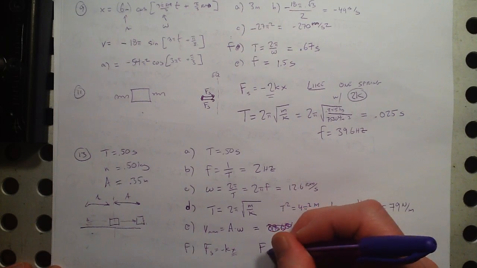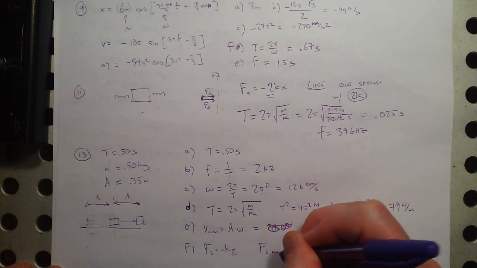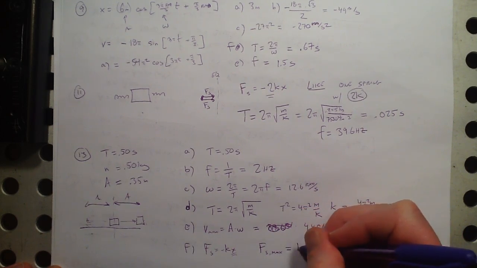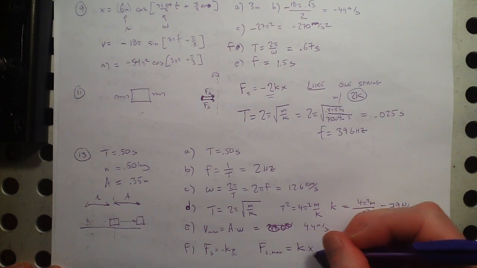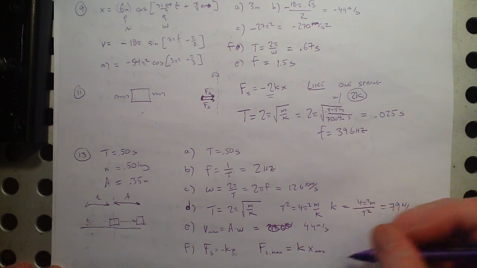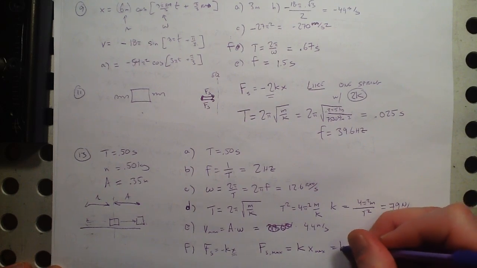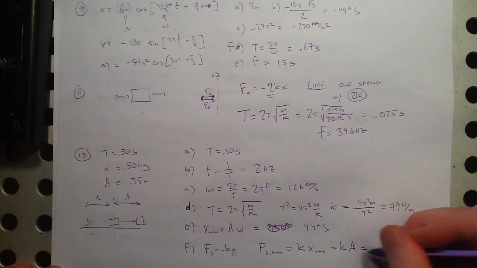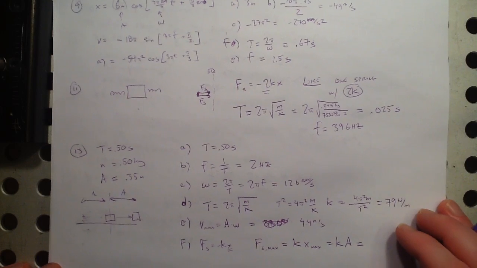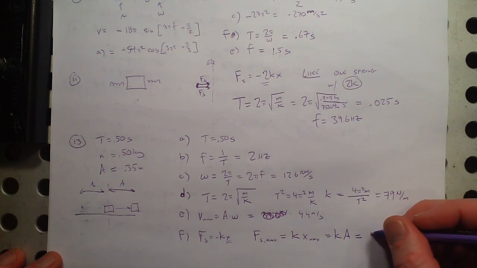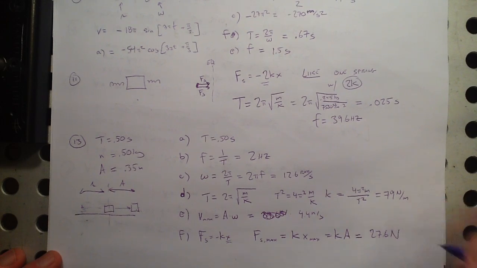So the maximum of that is equal to k times x max. But x max is just another way of saying amplitude. So k times the amplitude is about 27.6 newtons. And that's it. So not too hard, that stuff. That's the basics of simple harmonic motion.